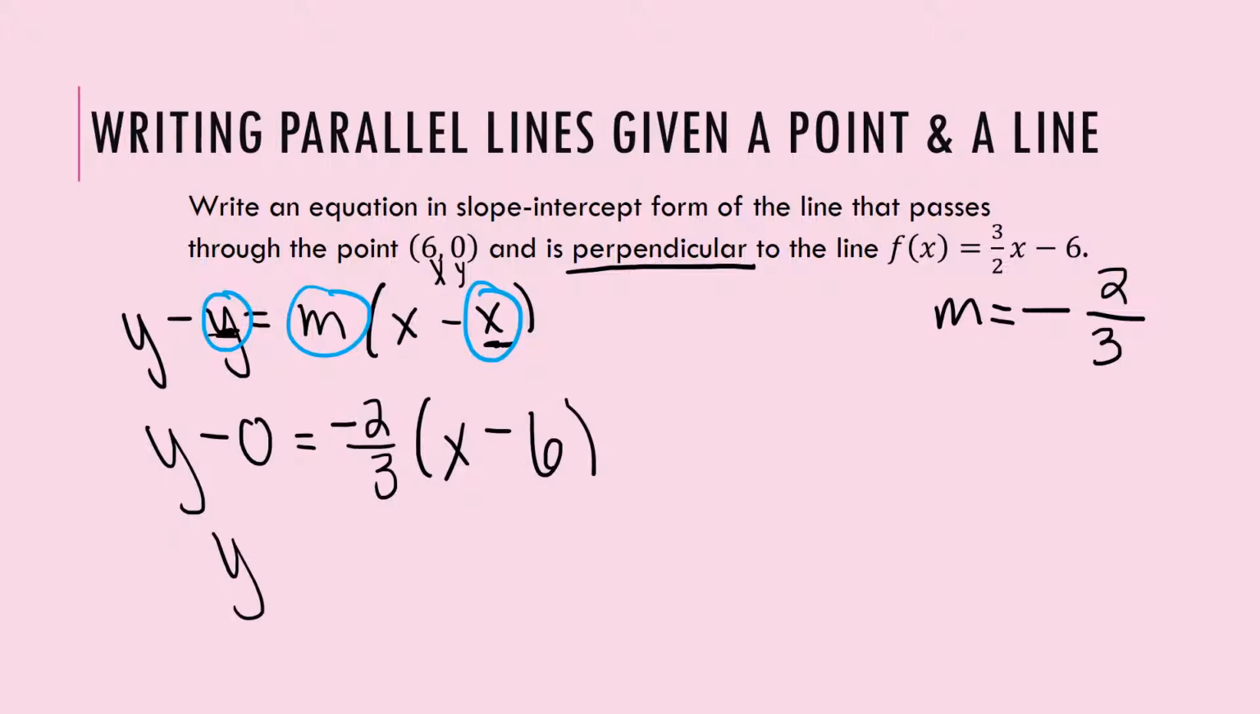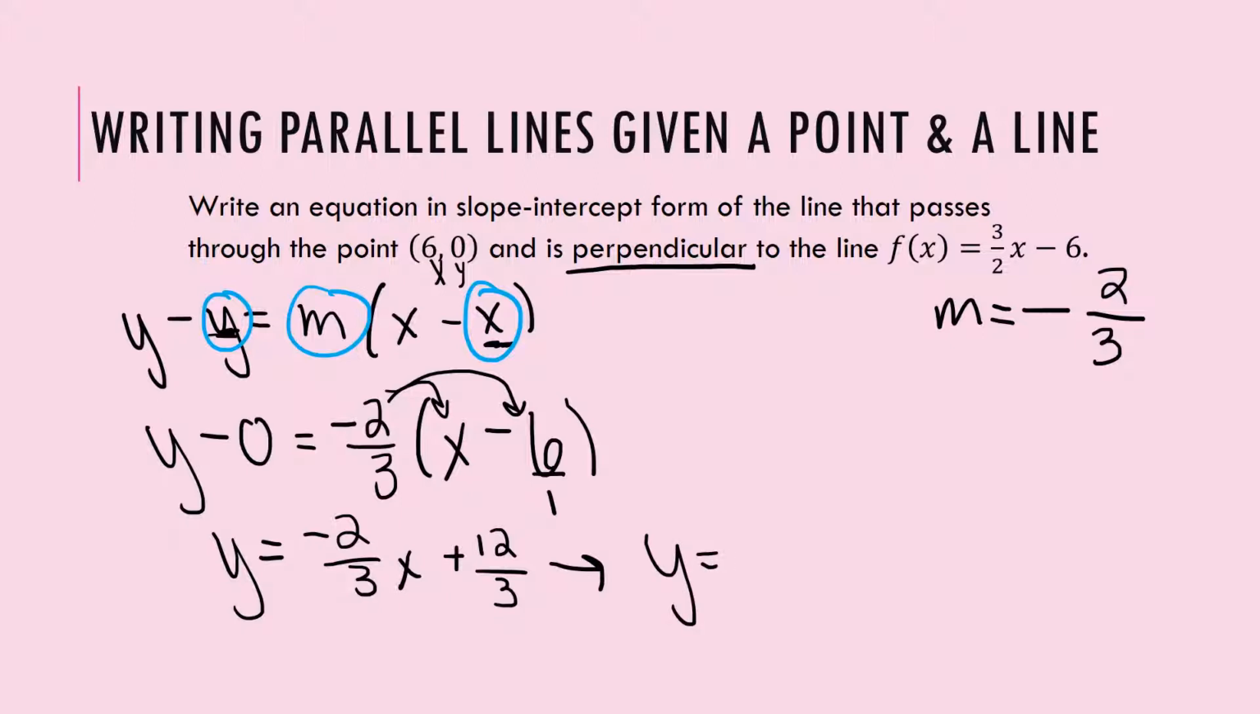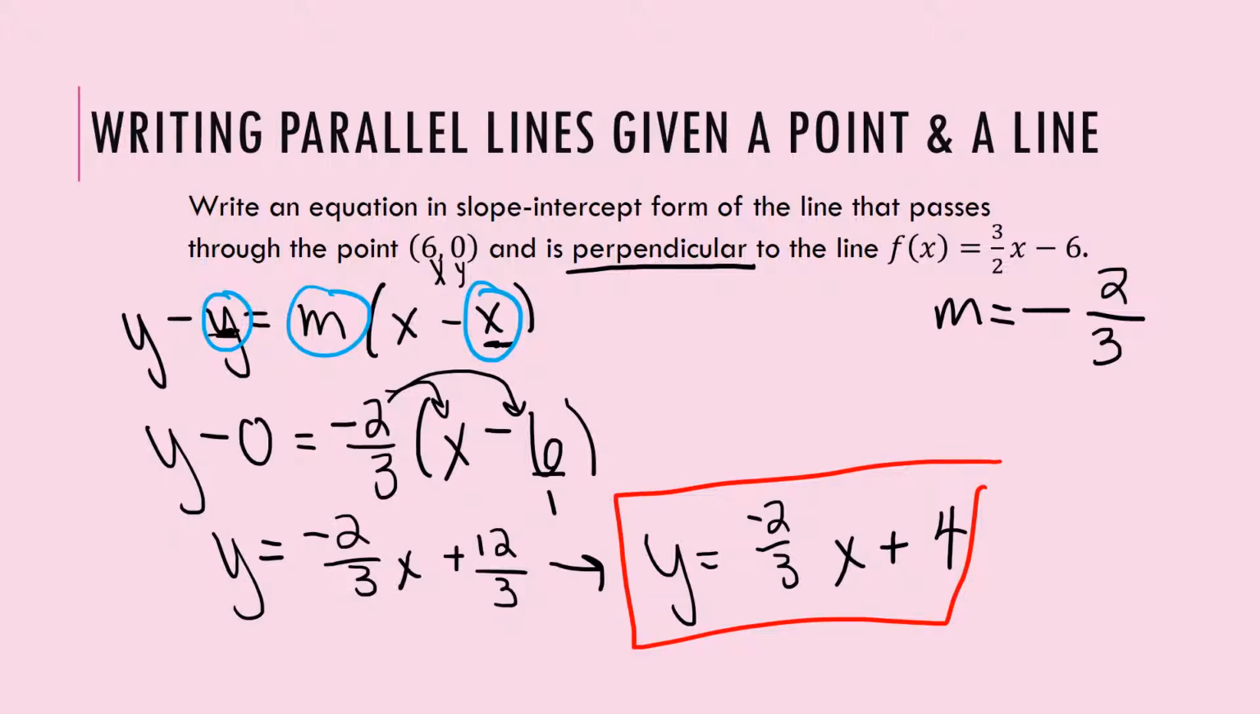So y minus 0 is just y. Now we have to distribute this negative 2/3. So we get a negative 2/3 x. And when we distribute negative 2/3 times a negative 6 over 1, you're going to multiply negative 2 times a negative 6 is a positive 12, all over 3 times 1 is 3. So we get y is equal to a negative 2/3 x, all plus 12 divided by 3 can be simplified to 4. So that's my final answer. Hopefully this is starting to make sense when I say you can solve either way, but your final answer has to be in this form, that slope-intercept form, okay?